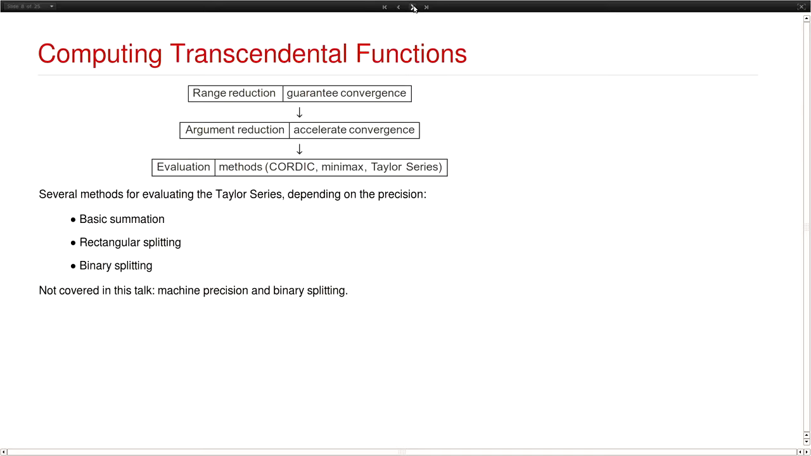Now, the actual evaluation is different depending on if you're using machine precision, you might use a CORDIC or a minimax approximation. In arbitrary precision, we use a Taylor series. But even evaluating the Taylor series in arbitrary precision can involve different methods depending on how much precision we're using. So there's the basic summation algorithm, which is just basically going through and computing products and summing them up. There's something called rectangular splitting, which I'll outline a little bit later, and something called binary splitting, which is used for extremely high precision that's outside the scope of this talk, so I'm not going to cover that today.